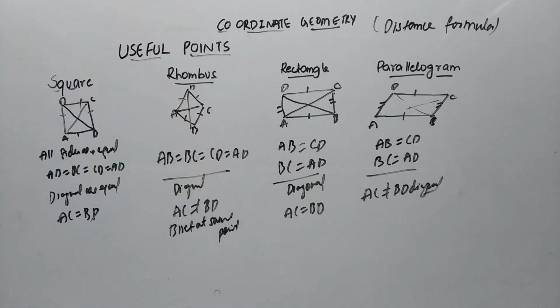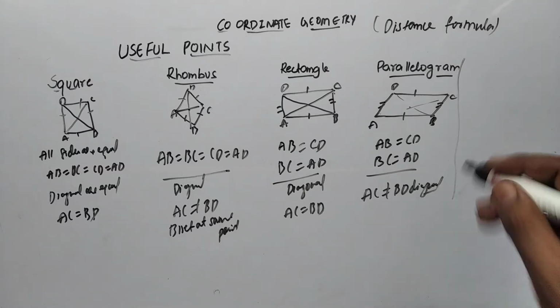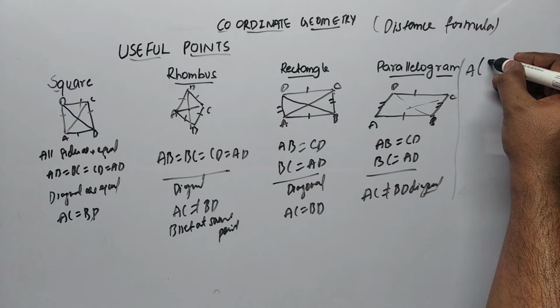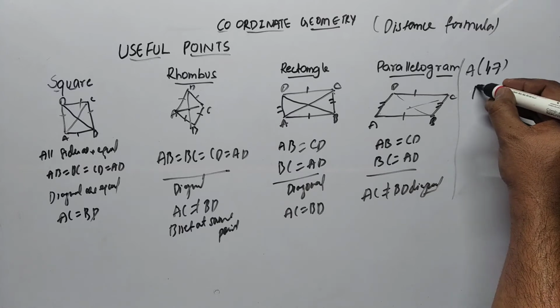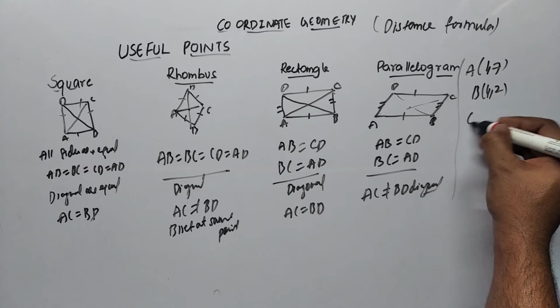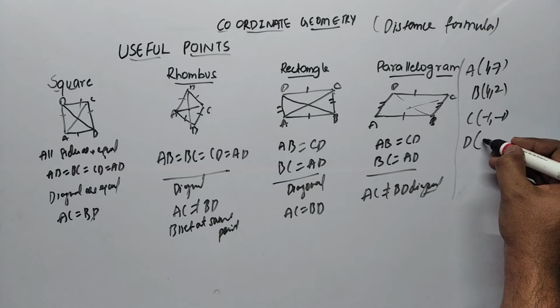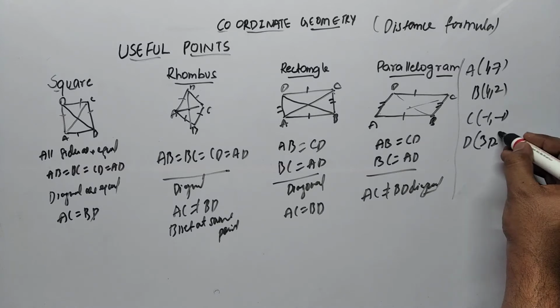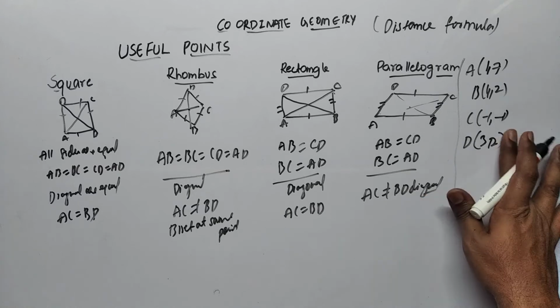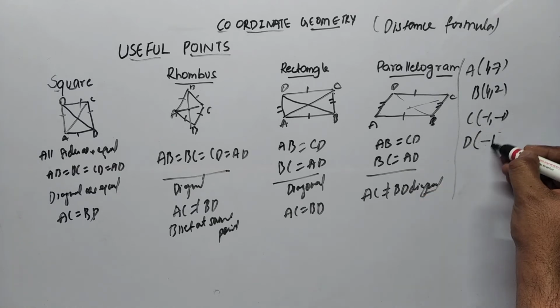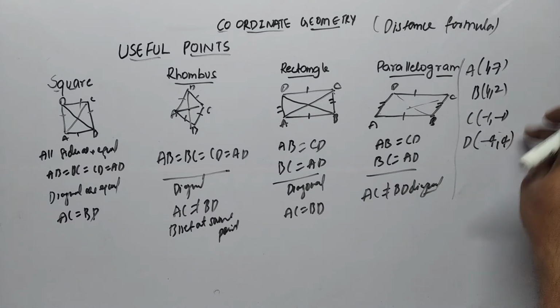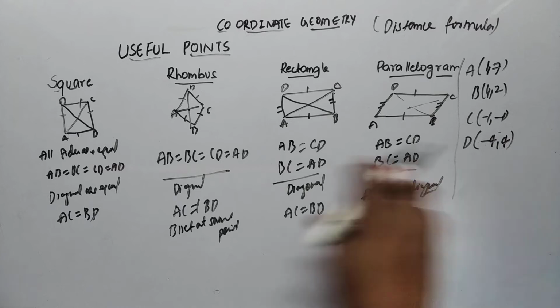In your textbook you may have a question where, for the given 4 points, you have to show whether they are forming a square or not. Suppose A is (1, 7), B is (4, 2), C is (-1, -1), and D is (-4, 4). They have given these 4 points. Now we have to prove that these 4 points form a square.